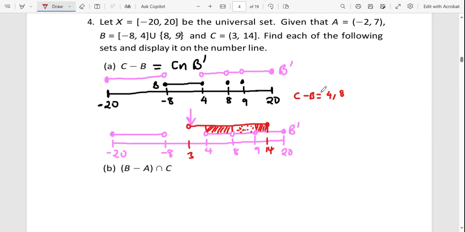4 is not part of the intersection, so open. 8 is also not part of the intersection. And then 8 up to 9. And both 8 and 9 are not part of the intersection. And then 9 to 14. 14 is part of the intersection because it's in both sets. So that is C minus B.